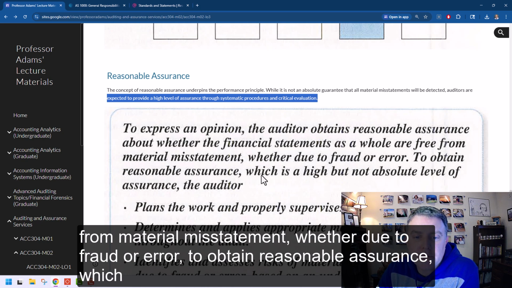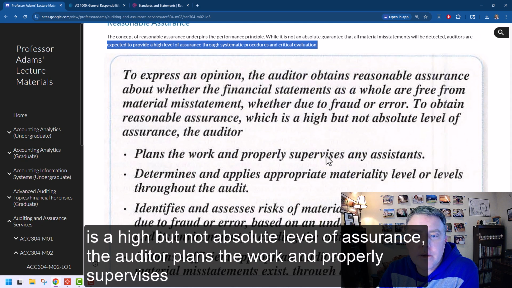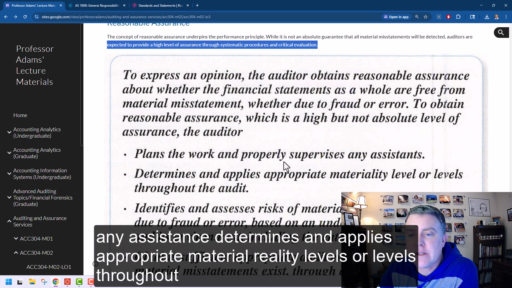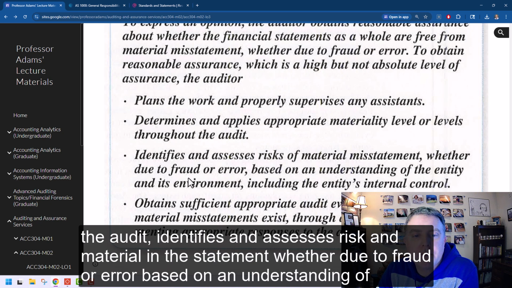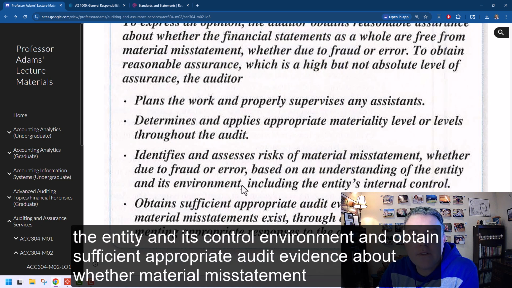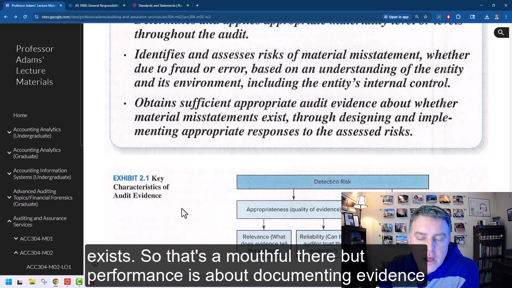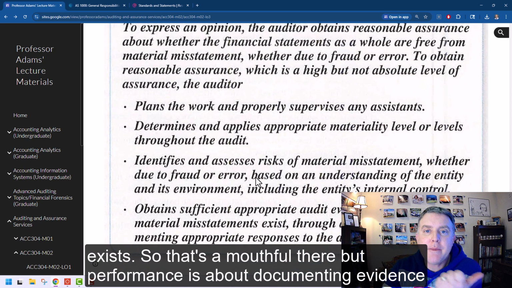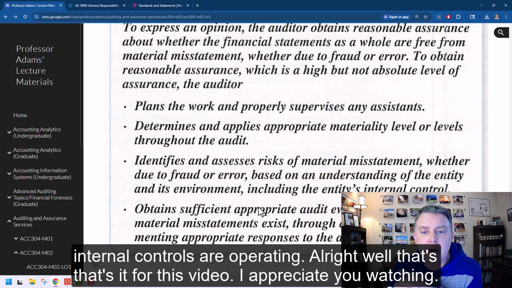To obtain reasonable assurance, which is a high but not absolute level of assurance, the auditor plans the work and properly supervises any assistance, determines and applies appropriate materiality levels throughout the audit, identifies and assesses risk of material misstatement, whether due to fraud or error, based on an understanding of the entity and its control environment, and obtains sufficient appropriate audit evidence about whether material misstatements exist. All right, so that's a mouthful there. But performance is about documenting evidence, and the amount of evidence we have to document is affected by how well the company's internal controls are operating.